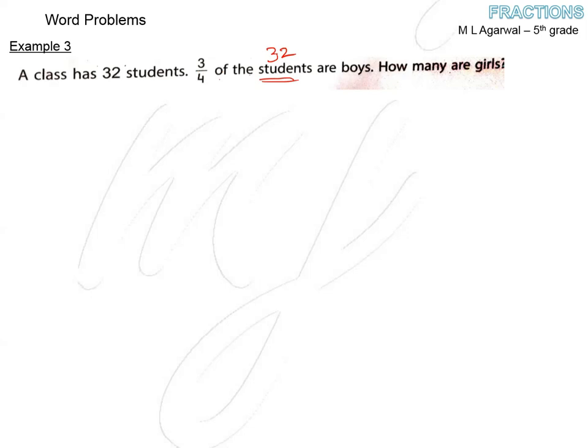So 3/4 of 32 is how much? So I can write here boys is equal to 3 upon 4 of 32, which is 3 upon 4 into 32. So 4 8s are 32 and 8 3s are 24. So I have 24 boys out of 32. So how many are girls? Naturally 32 minus 24 is how much? 8 girls. So my girls are 8 in number. Clear how to go about this?